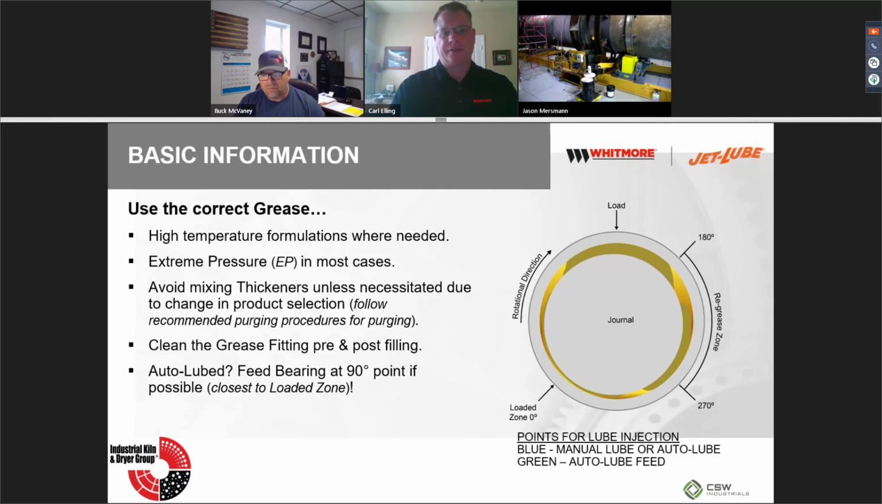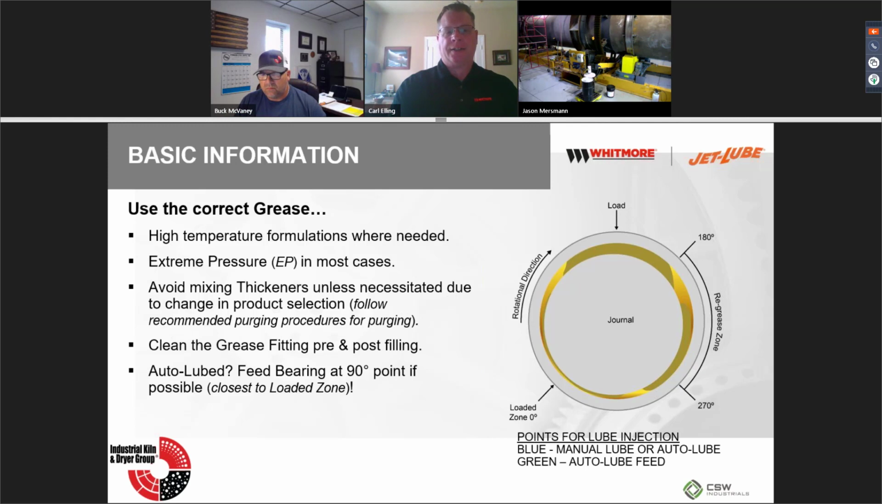And please avoid mixing thickeners unless necessitated because you're changing from one product to another. Follow the purging procedures, and if you have any questions about the purging procedures, please ask us, and we'll answer that on a separate basis. We can help you out there too. But the big key thing is clean the grease fitting both pre and post. If you're not using a grease cap, this would be a really good time to start using them. And you can also get those in different color coding.